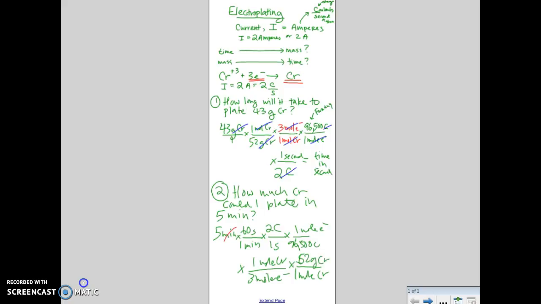And you can see it's just a glorified unit conversion problem. So don't get too freaked out when you see the word current. It is just something that relates charge to time, and that is pretty much just a quick overview of electrochemistry.